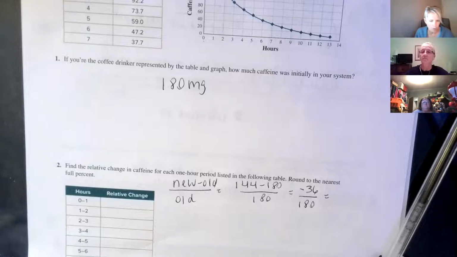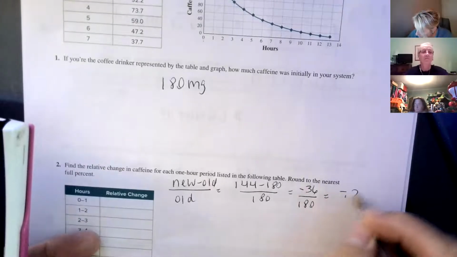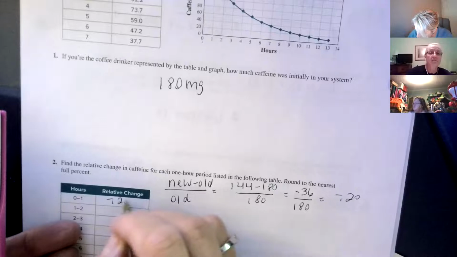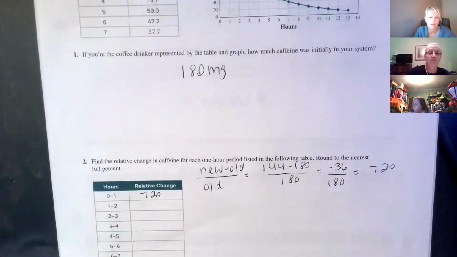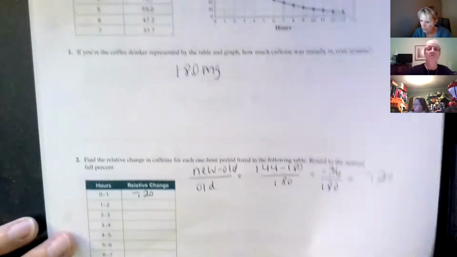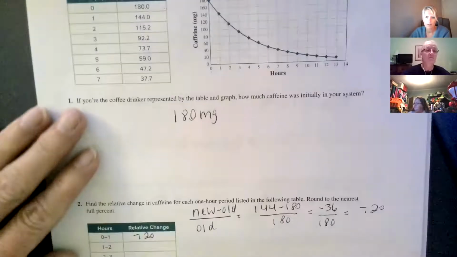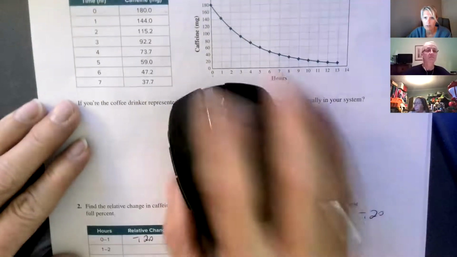And when we do that, negative 36 divided by 180 for that one, I get a negative 0.2. So I'm gonna let Darla finish up those and see what we get. That's recording for a minute.